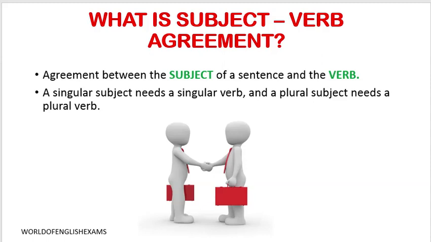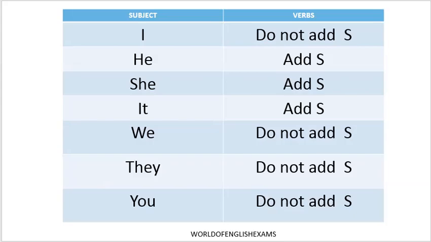A singular subject needs a singular verb and a plural subject needs a plural verb. So, this is the basic concept of subject-verb agreement. Just remember: singular subject, singular verb; plural subject, plural verb. That's it. To illustrate this, we have taken the example of personal pronouns here, and these can be considered as subjects: I, he, she, it, we, they and you.